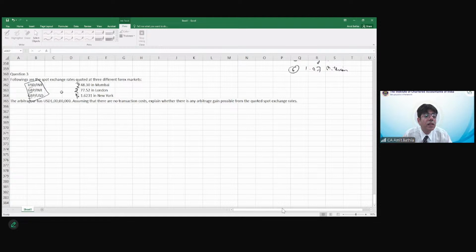Now you might say, sir, how do you know this is the case? You know for a fact GBP INR rate is this much. We have spoken about it, 48.30 in Mumbai, and then in dollar it is 1.6231. So first and foremost, we need to identify whether there is any arbitrage gain possible. I need at least 2 rates to compare. Which is the currency available with the arbitrager?